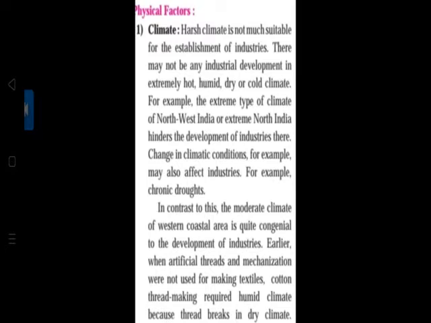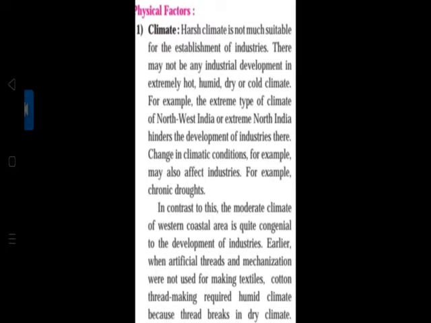There may not be any industrial development in extremely hot, humid, dry or cold climate. Now extreme climates, I mean in Antarctica or Arctic, can you have industries? No. Can you have them in certain places of Africa where the climate is not conducive? So industries cannot set up over there. For example, the extreme type of climate of Northwest India or extreme North India hinders the development of industries there. North India has extreme places like Kashmir and Ladakh.